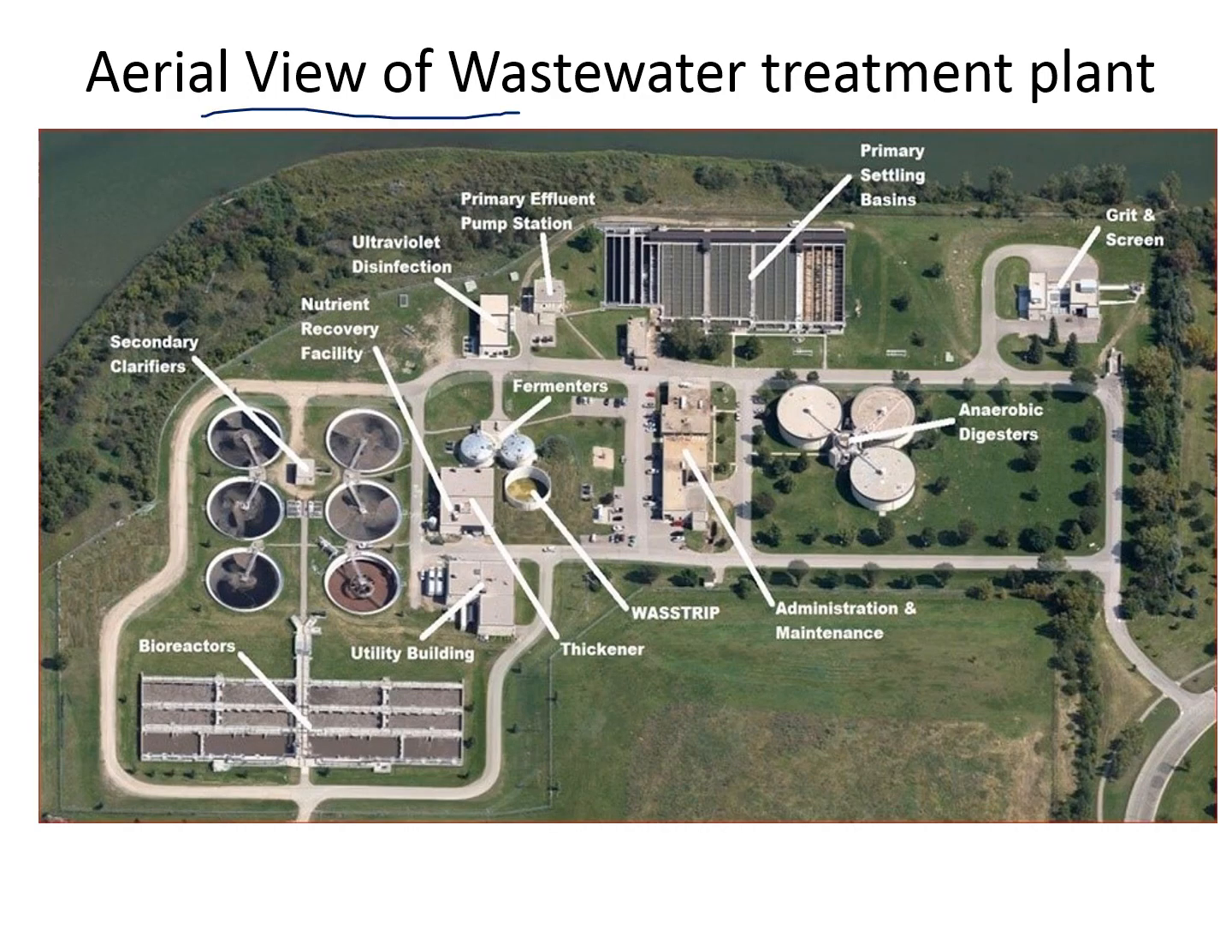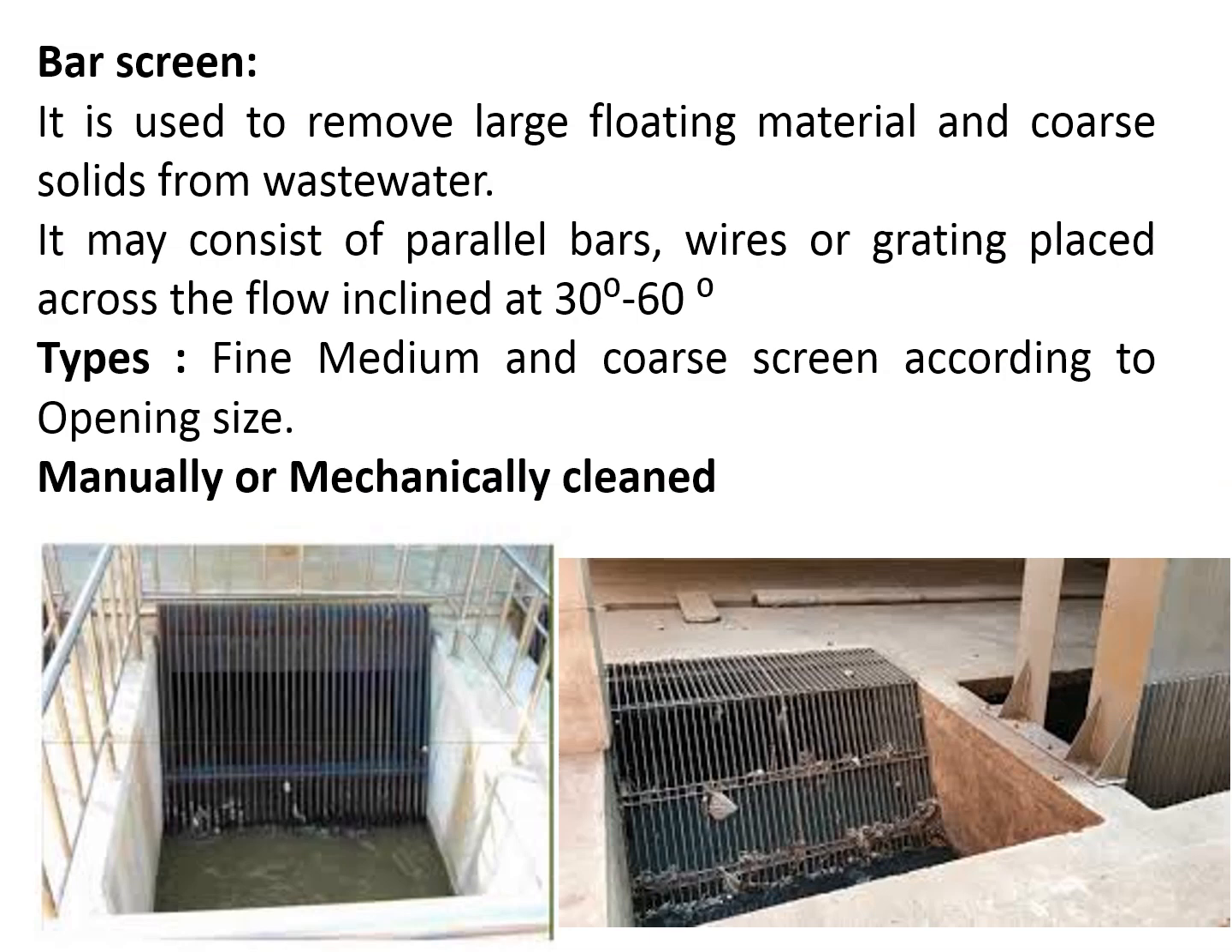So this is the typical aerial view of any wastewater treatment plant consisting of all the units. So now quickly we will see all these units. Here is the figure of a bar screen. Bar screens are used for the removal of large floating materials and coarse solids, and generally these bars are kept inclined at 30 to 60 degrees, and they are provided with certain openings, consisting of parallel bars, wires, or grating.